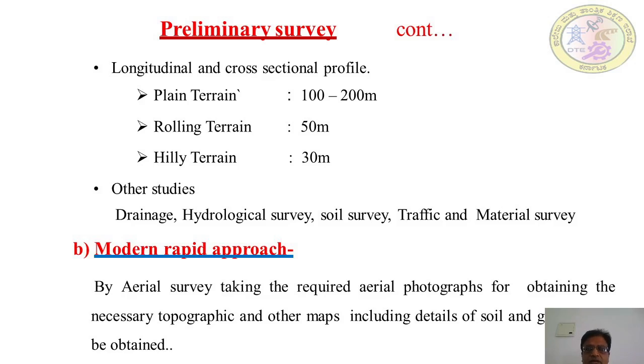So apart from that, you can use the rapid or modern approach also. Aerial survey, taking the required aerial photographs by obtaining the necessary topographic and other maps, including the details of soil and whatever details that you obtain. So you can use the modern rapid approach, that is by using aerial photography.